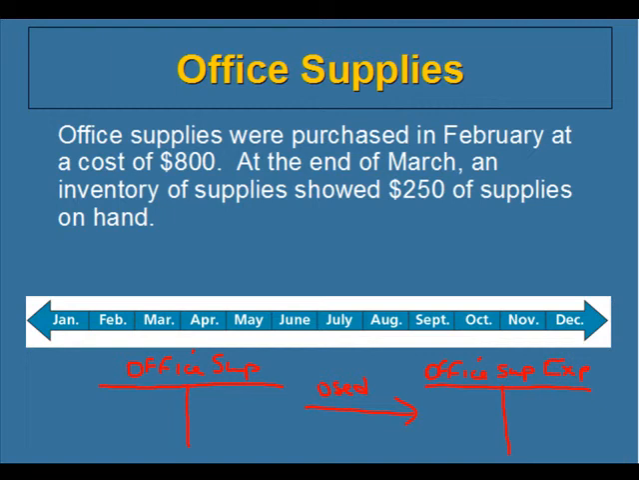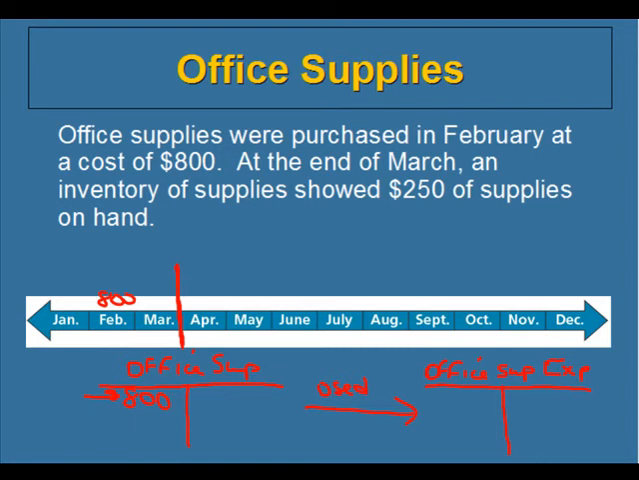So let's have a look. Office supplies were purchased in February at a cost of $800. So on our timeline, the $800 was put into this office supplies account in February, and it goes in with a debit when we purchase office supplies. At the end of March, so that's when we want to prepare our interim financial statements, an inventory of supplies showed $250 of supplies on hand. So when we look at our office supplies account, we say, okay, do we have $800 for supplies on hand? No, we don't. We only have $250. So we have to figure out how much of those supplies were used.